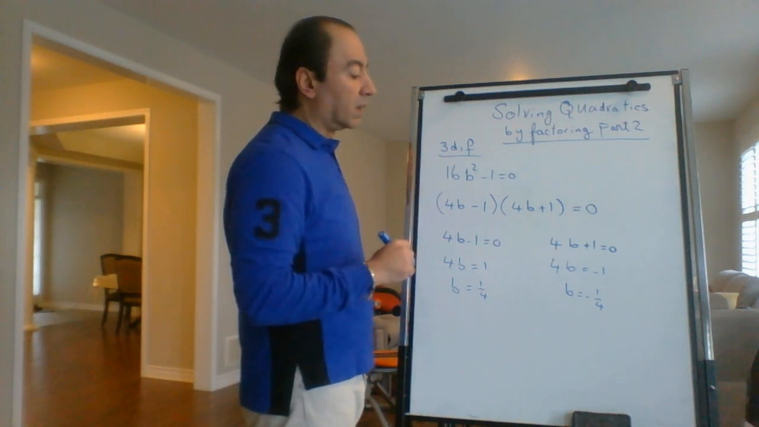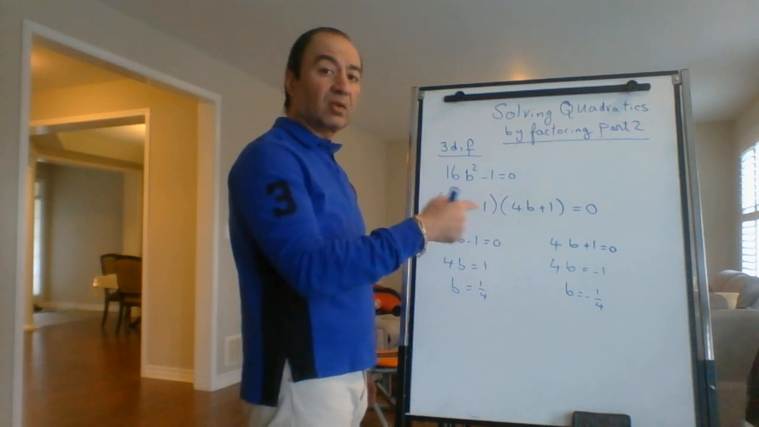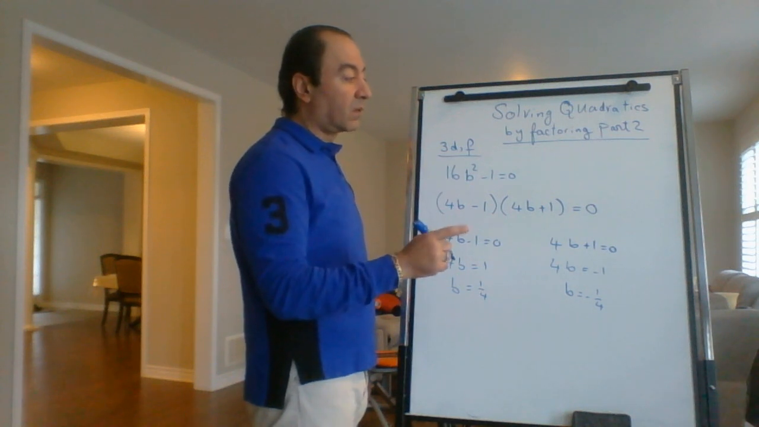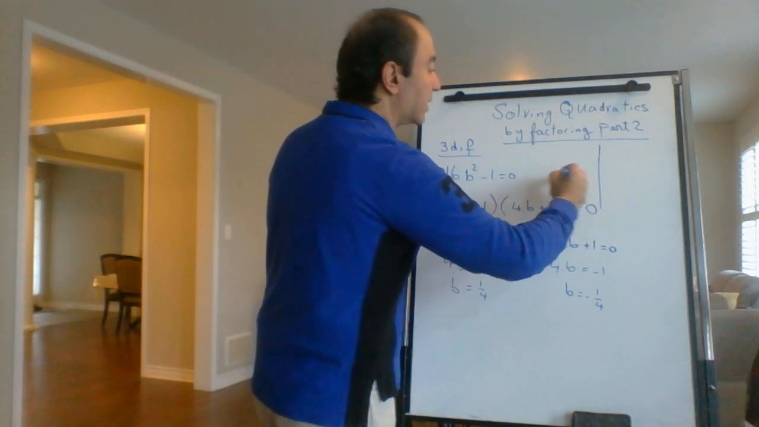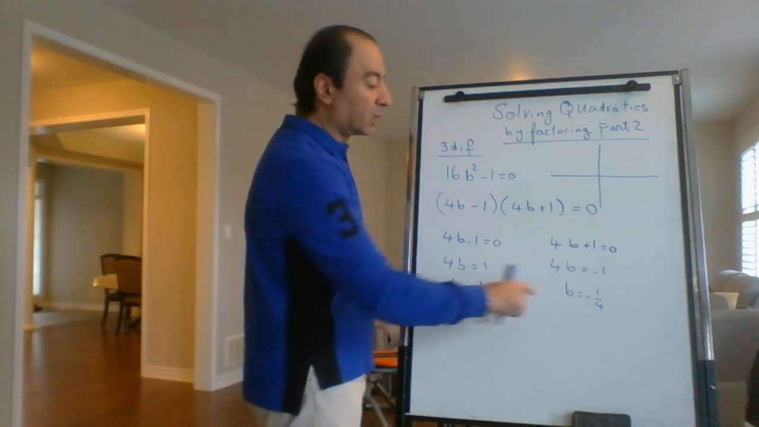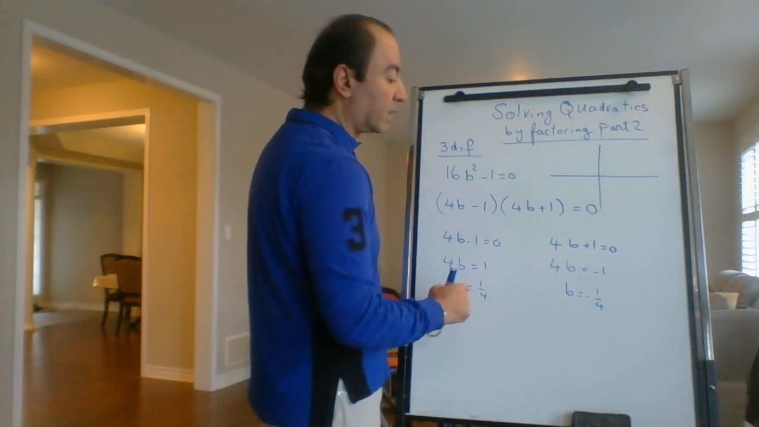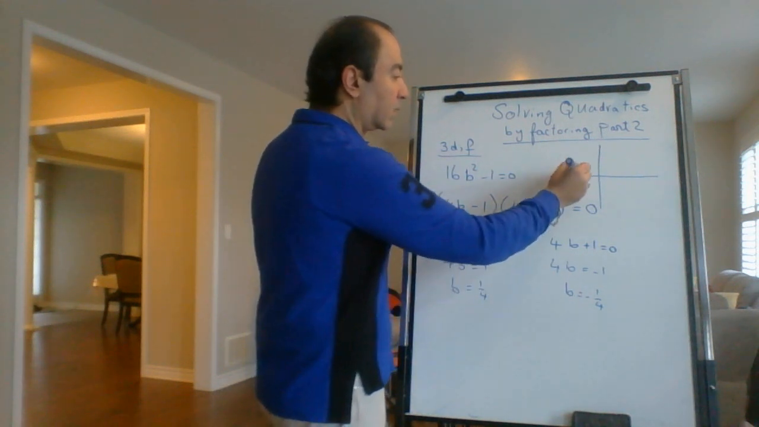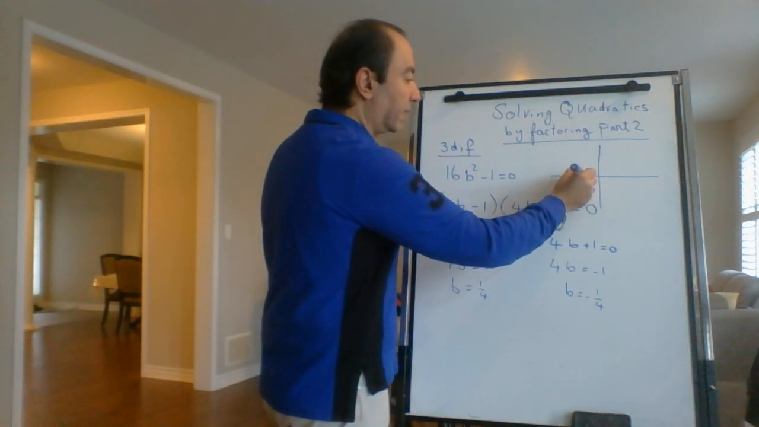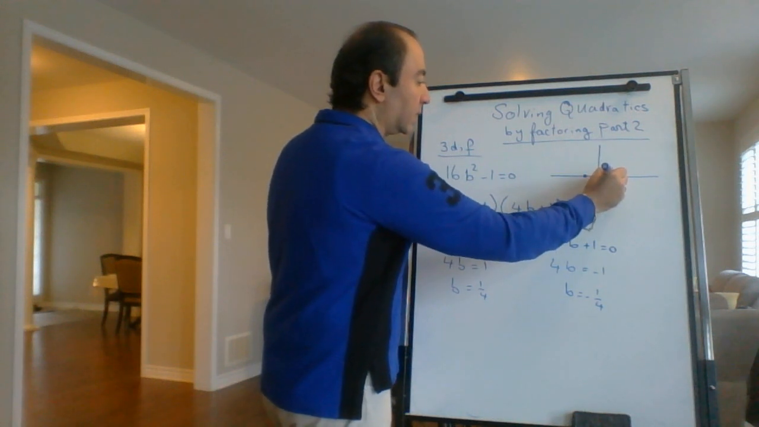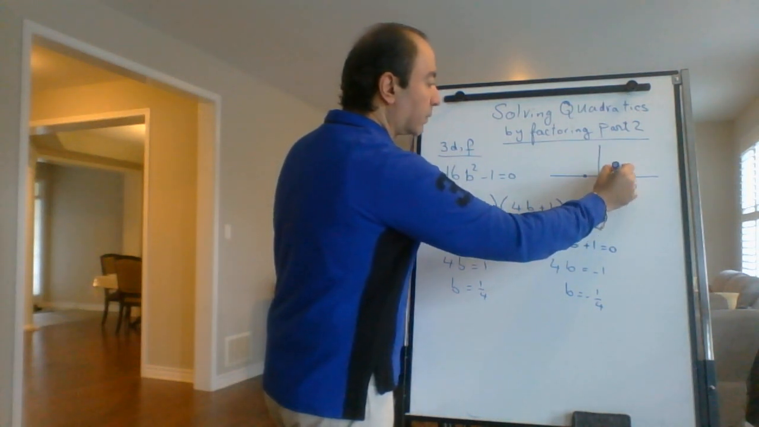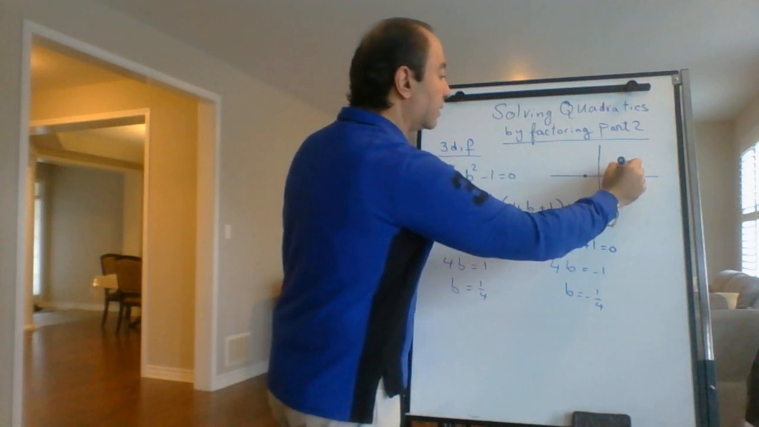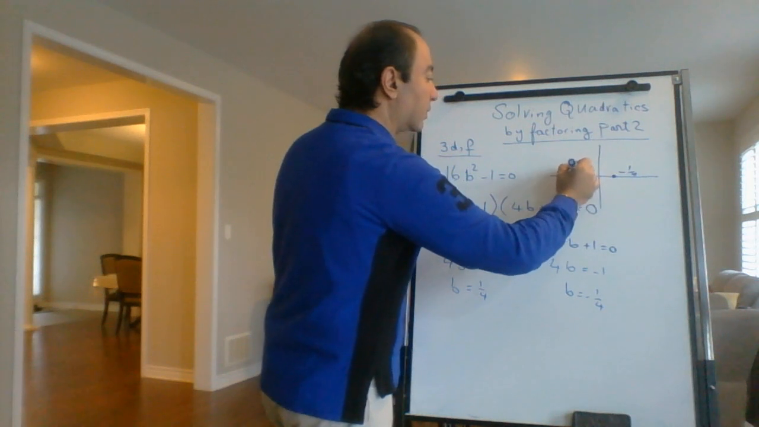Okay, so let's say we want to sketch a graph for this. This is an introduction to the next lesson that we are going to do on Thursday. So if we want to sketch a graph for this, we know the two zeros, so we know where this curve, the parabola, will cut the x-axis. It will cut at 1 over 4 and negative 1 over 4. So let's say this is negative 1 over 4 and this is 1 over 4.